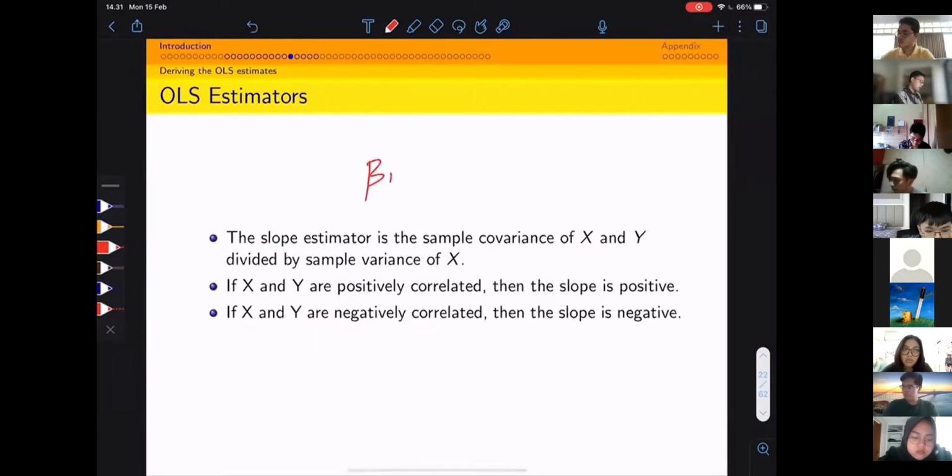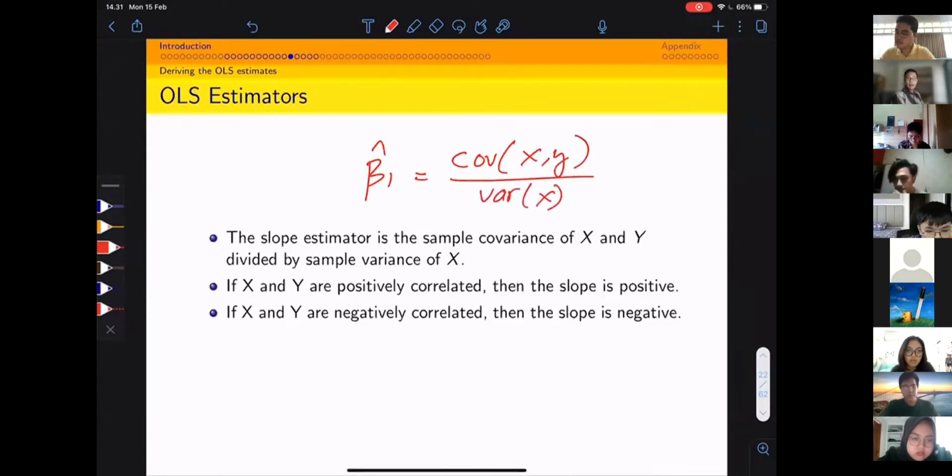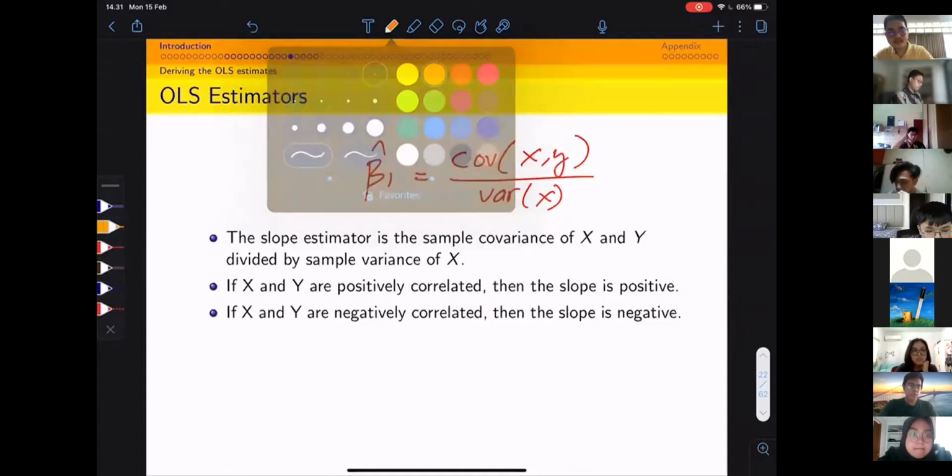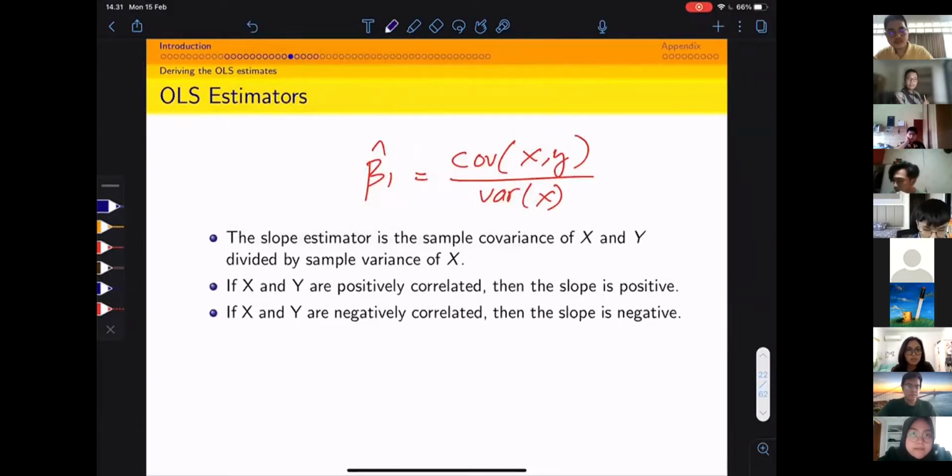So I'm just going to write it as the following. Beta 1 hat is the sample covariance between x and y, over the sample variance of x. What's the value of variance? Can variance be negative? No. Variance is always positive.